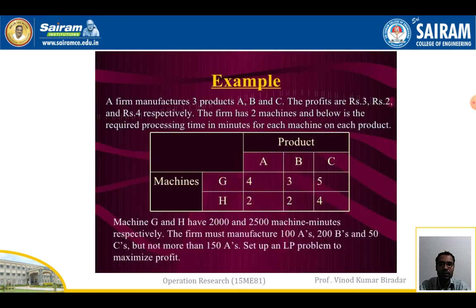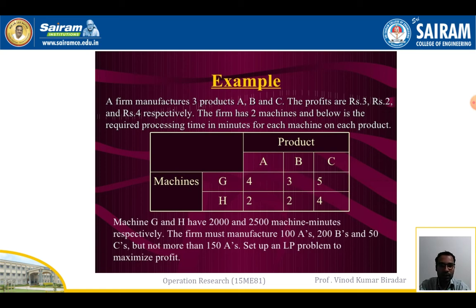Okay, we will solve the second problem. Here the second problem is given: a firm manufactures three products A, B and C. The profits are 3 rupees, 2 rupees and 4 rupees respectively. Now the firm has two machines, and below is the required processing time in minutes for each machine on each product. Machines G and H have 200 and 250 machine minutes respectively.